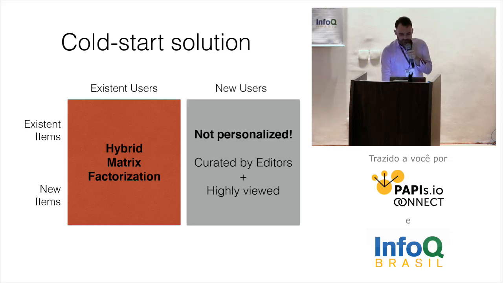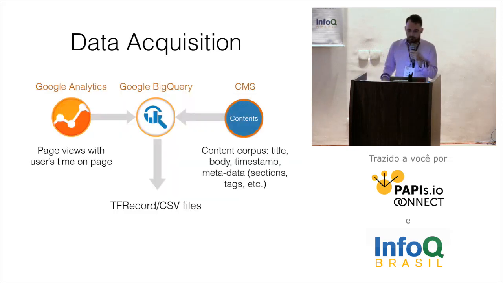So let's see this in more detail. First, our data acquisition. We have two main data sources. We have Google Analytics with page views history and time on page for each user, and the company CMS with content data. In our case, it's title, body, video transcriptions, keywords, and those things.